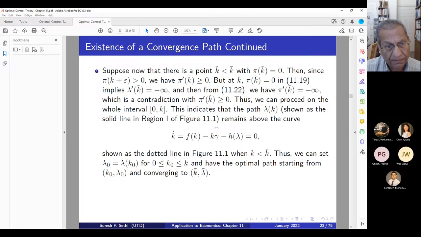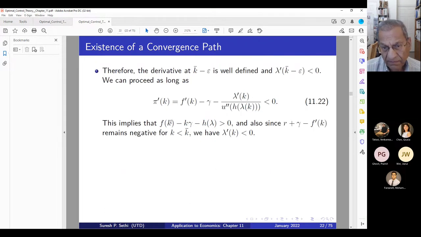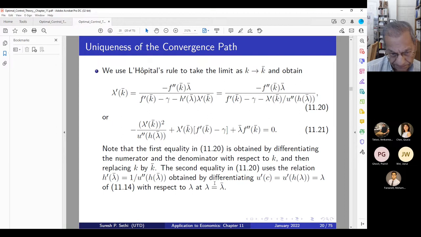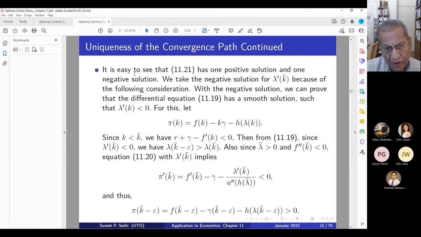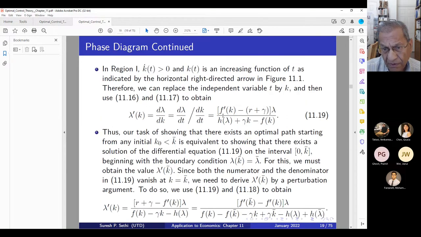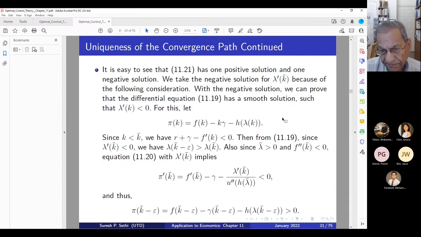Okay, where are we? We moved too fast. We are here. So this is nothing but, if you look at the equation here, f of k minus k gamma minus h lambda of k. It is coming from f of k minus k lambda minus h. This denominator is what we are calling pi. Since k is less than k bar, we are already in region one. We already know this quantity.